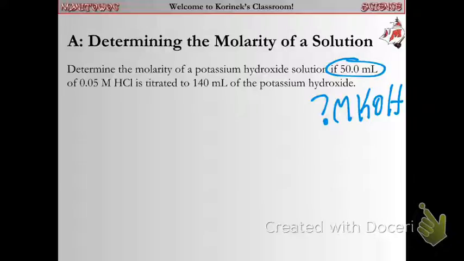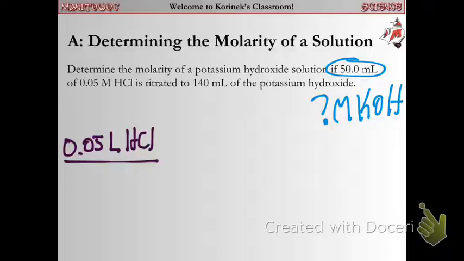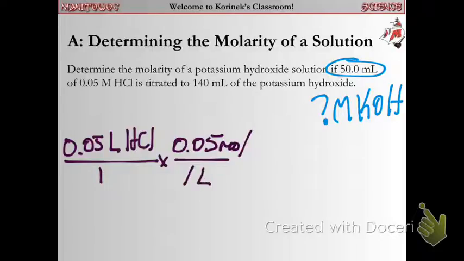I'm going to switch to a different color here. So we have 0.05 liters. I'm going to change that to liters right away, HCl. What I'm trying to do here, folks, is figure out how many moles of acid it took for the change to occur. To figure that out, I'm going to have to multiply the volume by the molarity. If I do that, the liters will cancel out.